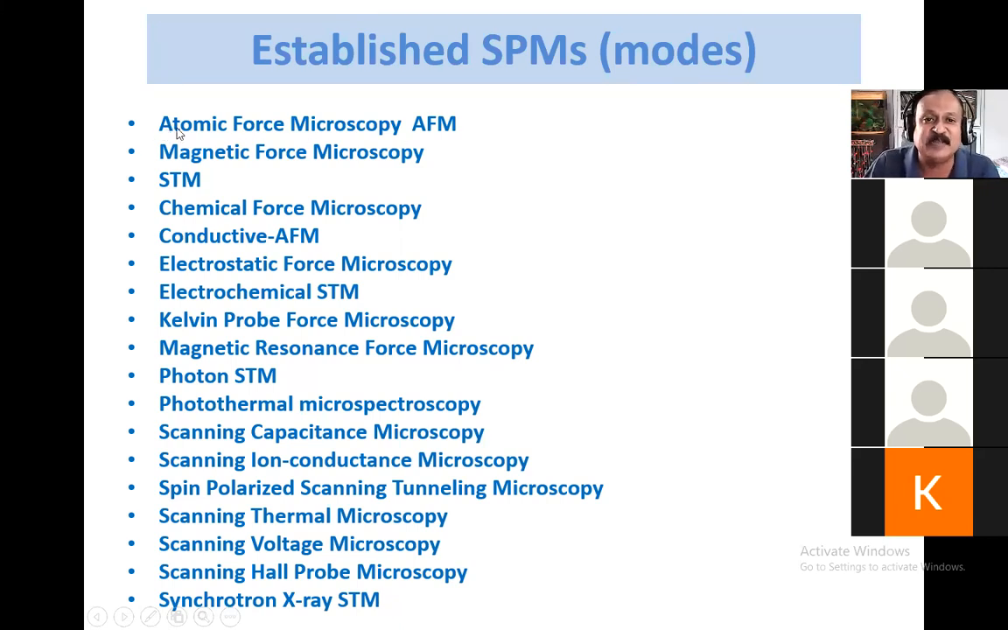We have already seen the atomic force microscope. There is something called a magnetic force microscope. There is a scanning tunneling microscope. There is a chemical force microscope, conductive AFM, electrostatic force microscope, electrochemical STM, Kelvin probe force microscopy, magnetic resonance force microscopy, and so on and so forth. There are so many different types of microscopes, and the speciality of these microscopes is that each one is able to carry out a certain kind of analysis of the sample.